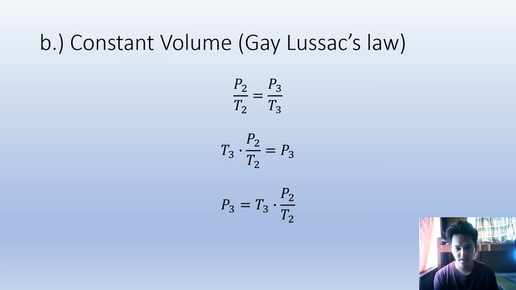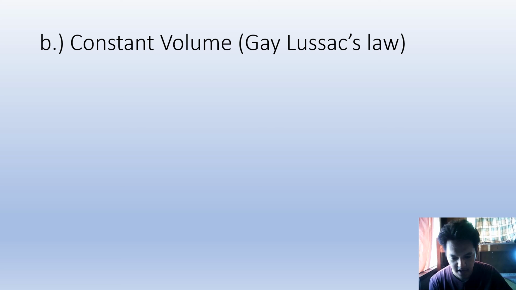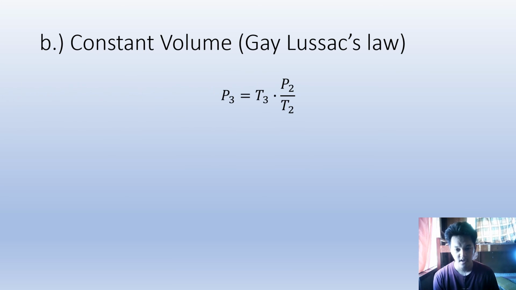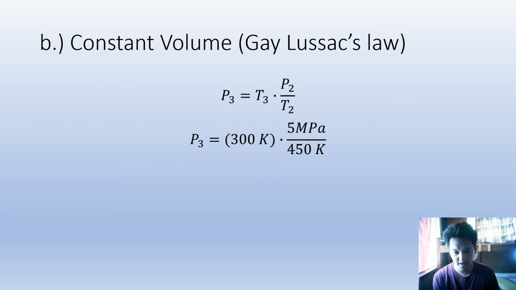So in letter B, we have a constant volume. We're going to use Gay-Lussac's law, which is P2 over T2 equals P3 over T3. Since we need P3, we're going to transpose this to the left side, so we gain P3 equals T3 times P2 over T2. As we put in all the given, we have 300 Kelvin times 5 megapascal over 450 Kelvin.